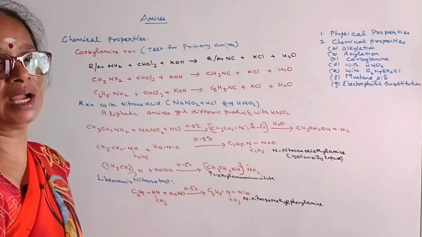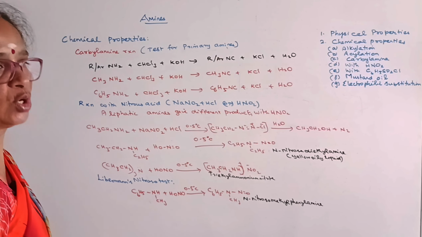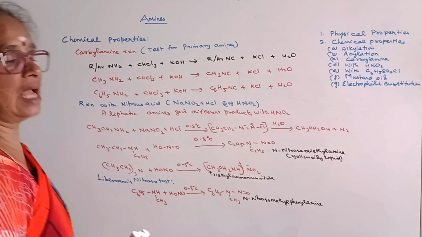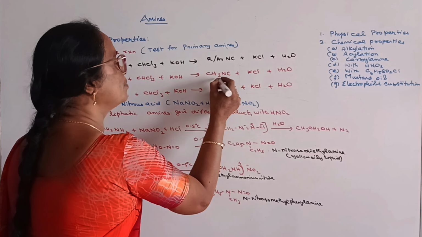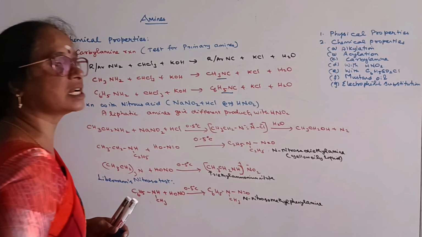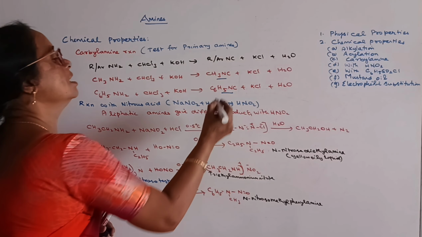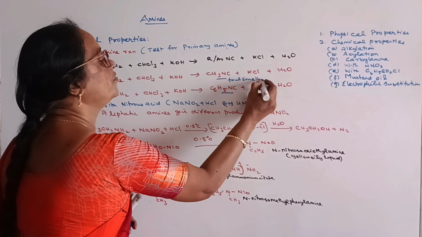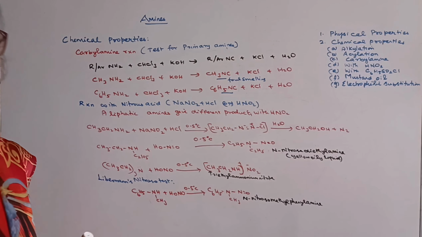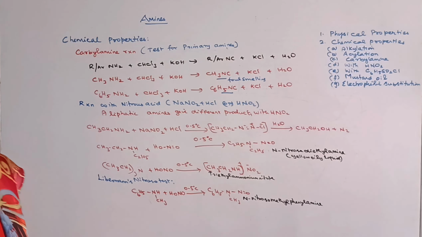Carbylamine test. This carbylamine test is actually taken for primary amines only, because this test is used to identify the primary amine, whether aliphatic or even aromatic, both answer the carbylamine test. Secondary or tertiary do not answer the carbylamine test. And this carbylamine test is characterized by the foul smell of the formed isocyanide. So these isocyanides have a foul smell from which we can identify that the given amine is a primary amine.